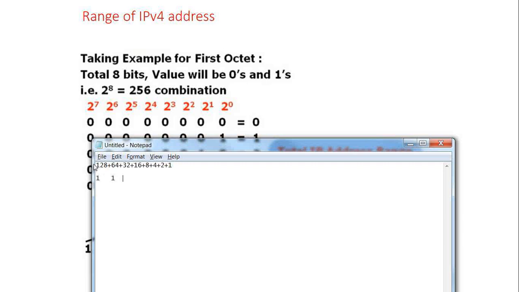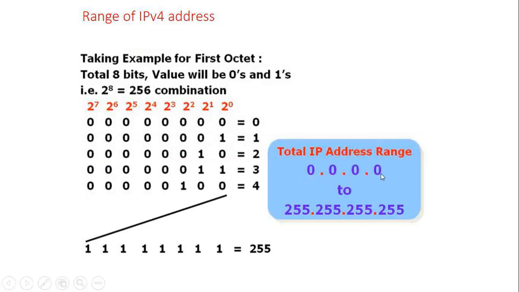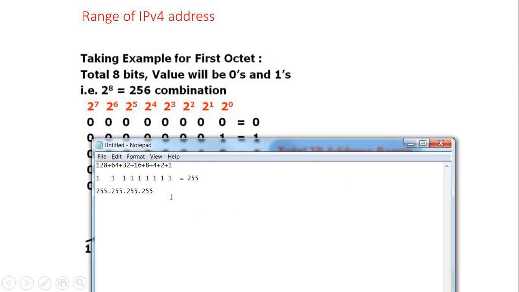All values are 1, you multiply and then add. The value that you get is 255. This is my first octet. Similarly, the second octet is also all ones, the third octet is also all ones, and the fourth octet is also all ones. This is what I get. It ranges from 0.0.0.0 to 255.255.255.255. So the total number of IP addresses is 255 into 255, and so on, so you will have millions of IP addresses.